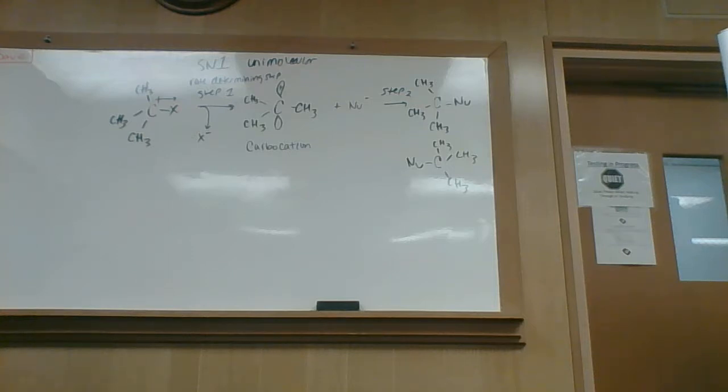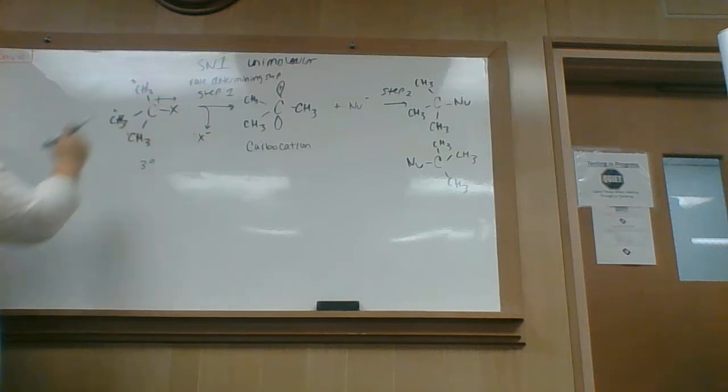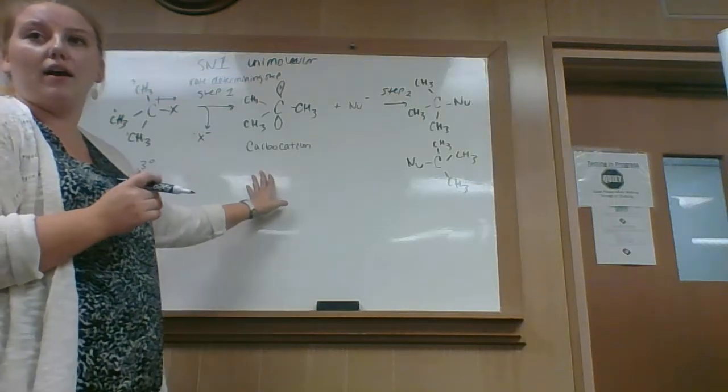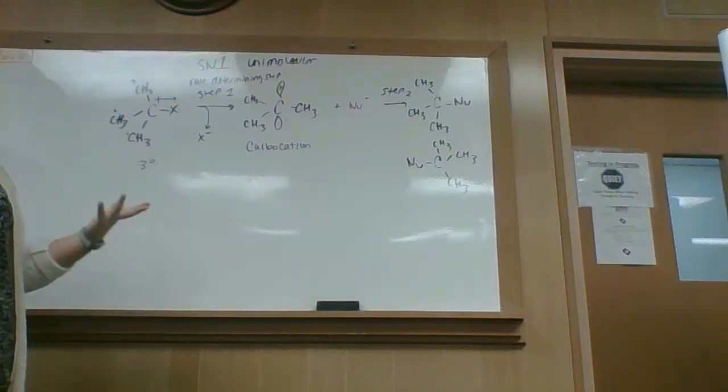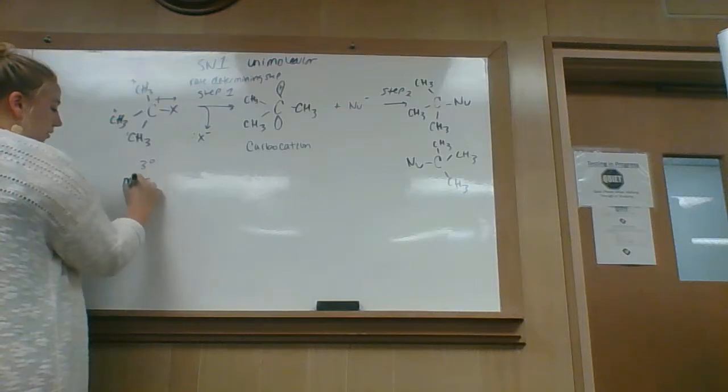You'll notice here that we have a tertiary, right? One, two, three carbons attached to this center carbon. Why do you think we have a tertiary alkyl halide instead of a primary? The most stable. Okay, good. So going back to free radicals, it makes the most stable carbocation, just like it would make the most stable free radical. So you need tertiary because it makes the most stable carbocation.